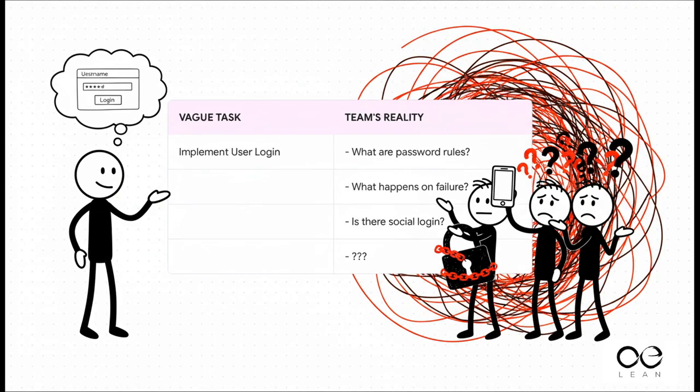And here's the problem in a nutshell. A product owner throws out a vague idea, right? Implement user login. But for the team, that's a Pandora's box of questions. What are the password rules? What about failed logins? Social login? That one simple-sounding task just created a dozen blockers.